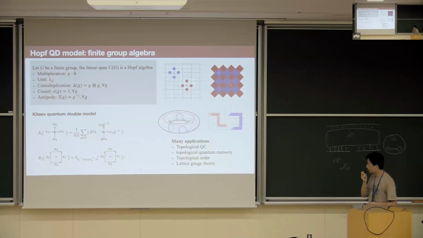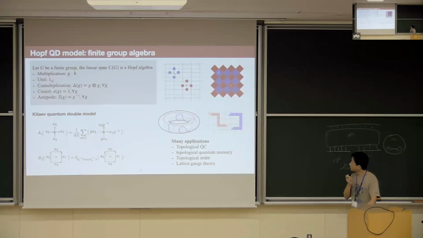There are many applications of this model in different fields. We know that we can use this to do quantum memory, and the most typical one is just the Toric code. And we can also do topological quantum computation using the string operator or the ribbon operator in general. And there are also other applications of this model.